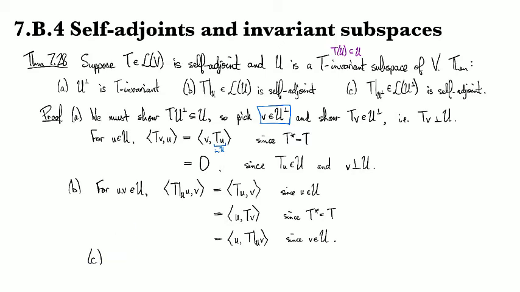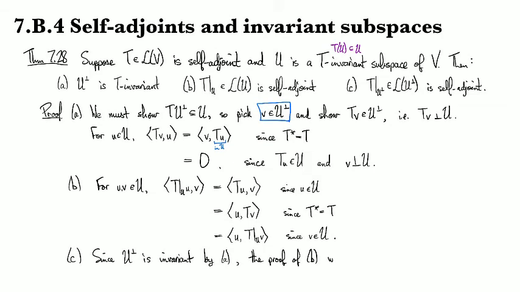For the next one here, let's see. Since the orthogonal complement is invariant by part A, the same proof of B works with U replaced by U perp. So it's B essentially.